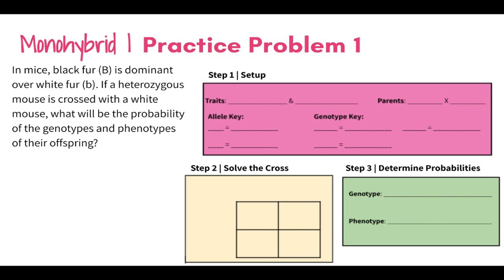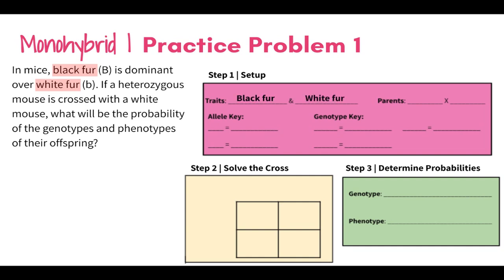In this monohybrid cross, we are going to be focusing on a trait in mice. It tells us that in mice, black fur is dominant over white fur. As I was just saying, you don't always need to do step one, but it's good for us to understand the basics before you go on and do some of these problems on your own. In this case, the overall trait we're focusing on is fur color, but we can see the variations of black fur versus white fur. So we're going to set that up right there in our step one.